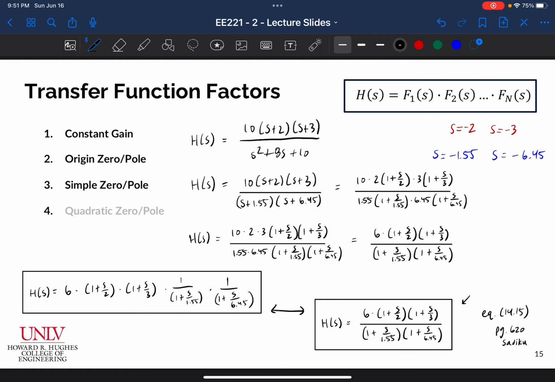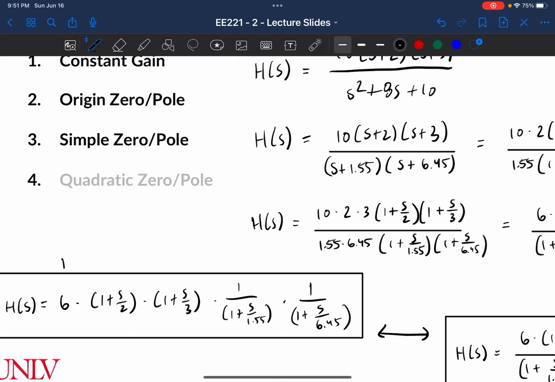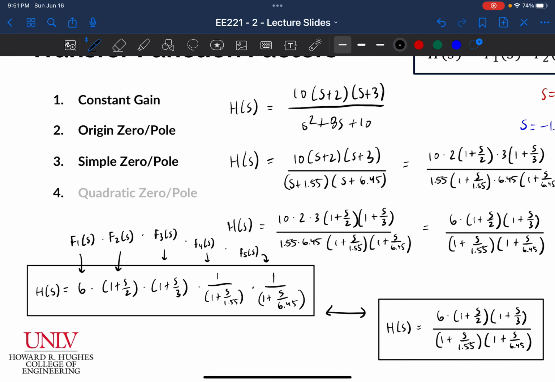Well, it's useful because I could call this factor 1 of s. Of course, it's not a function of s, but you get the gist. This is going to be factor 2 of s, factor 3 of s, factor 4 of s, and then this one can be factor 5 of s right here. And of course, what I'm doing is I'm just multiplying them all together to get my transfer function h of s.